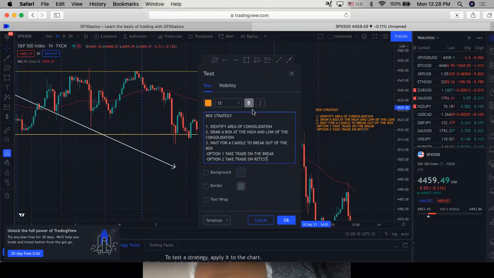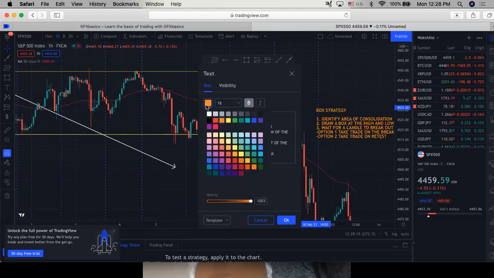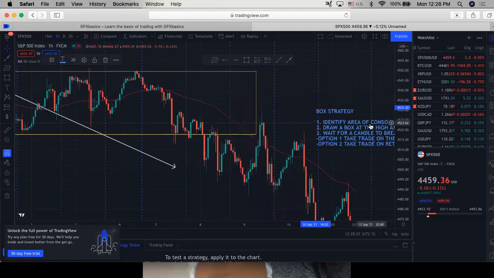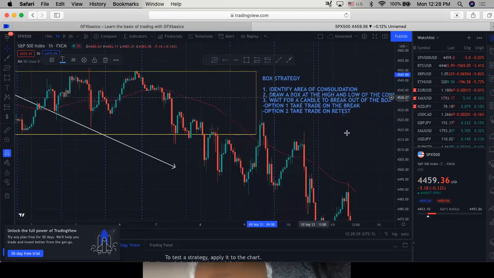Now the reason that I say you can do both of these options is because sometimes you will not get the retest. Sometimes the trade will run away right off of that break. So it's going to be up to you how you decide to get in and out of these trades using this box strategy. Okay, so this is very simple.